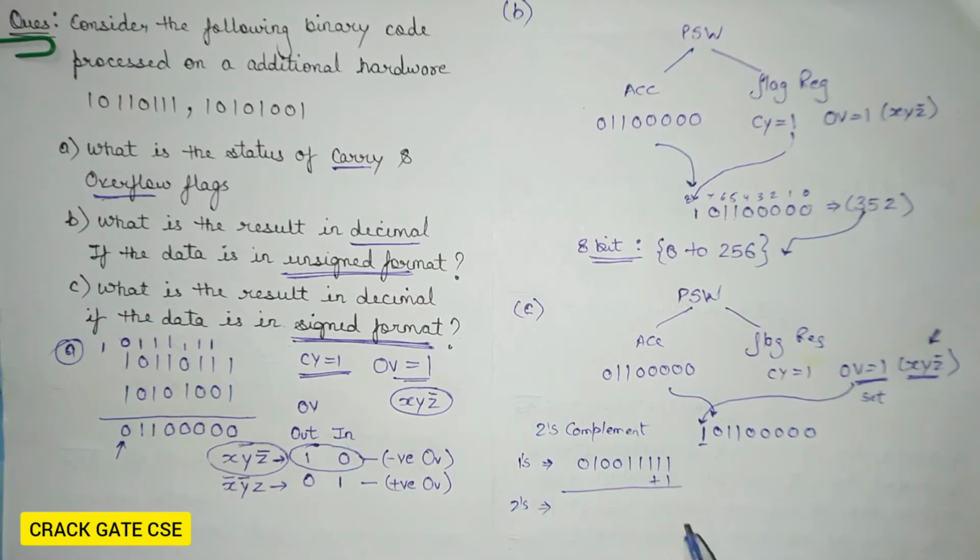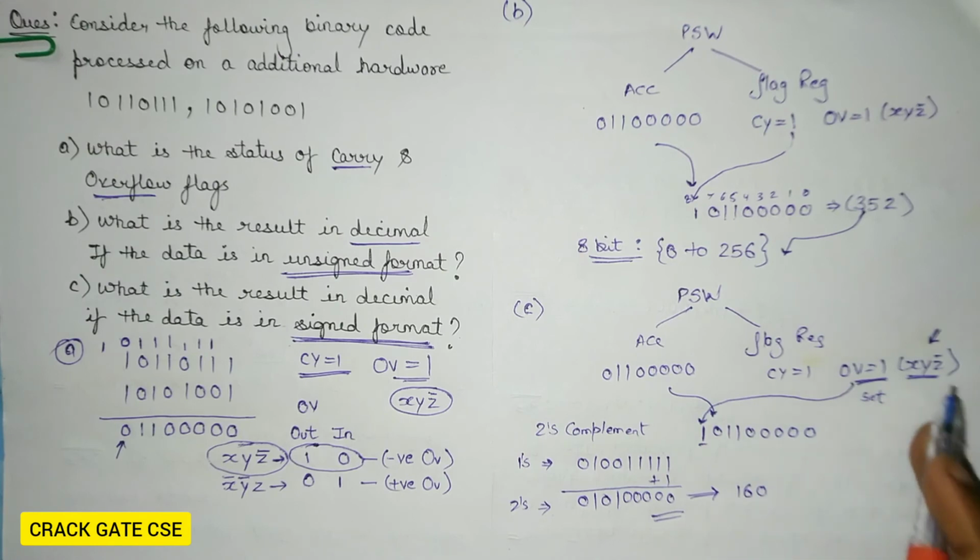So what will be the 2's complement value? This will be 0, 0, 0, 0 0 1 0 1 0, right? And if you convert this into decimal, this will be 160. Because of the negative overflow, I can say that the value is not 160, the value is minus 160 or negative 160. So this value is negative 160.